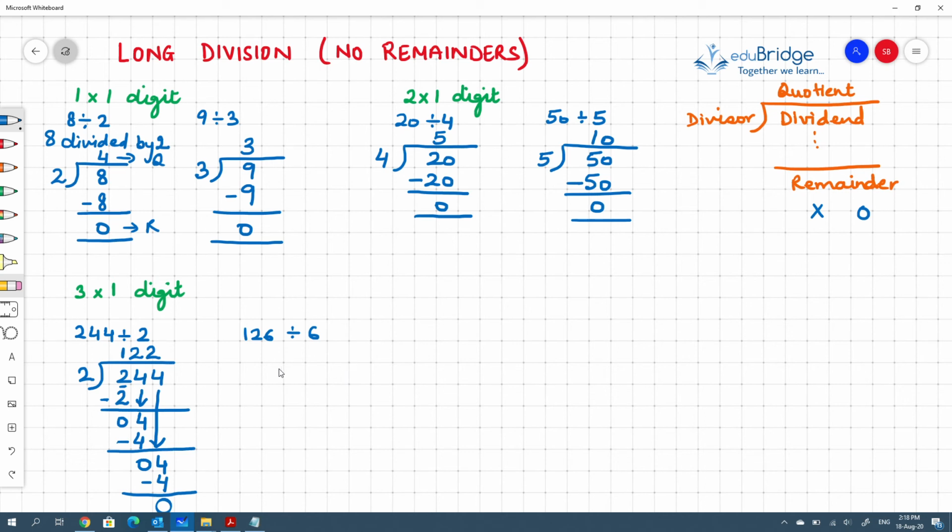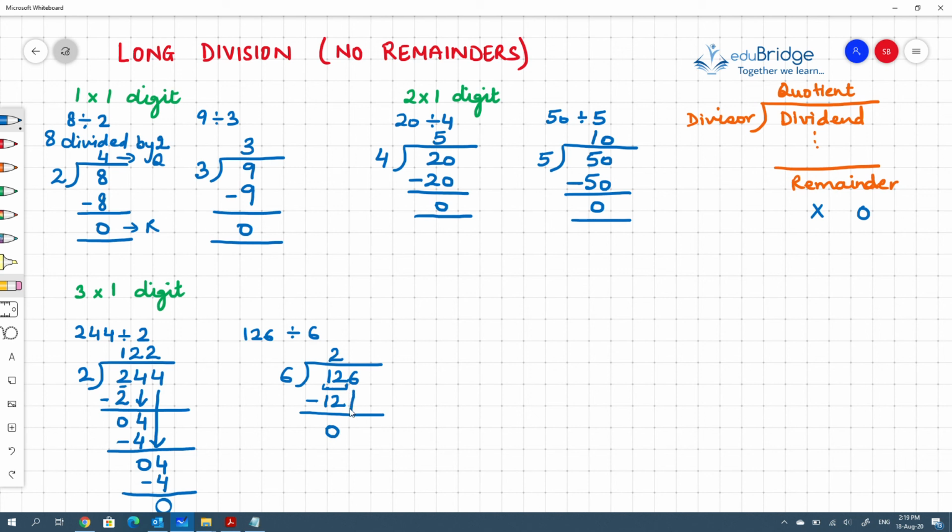Let's take another example, dividing 126 by 6. We pick the first number, which is 1. Now 1 is smaller than 6, so we cannot divide it directly. What we are going to do is combine it with the next number and make it a pair. So now we are going to look for 12. We know 6 times 2 is 12. 12 minus 12, subtract it, 0.